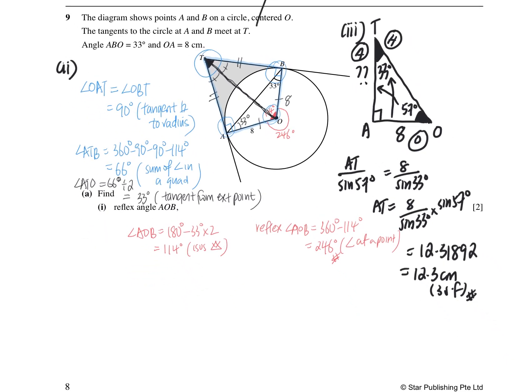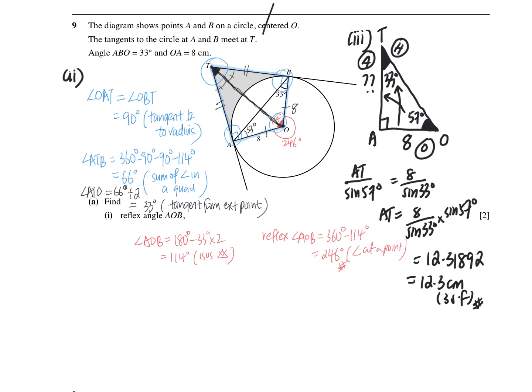Okay, next one is area of shaded region. Actually, if you observe carefully, there is a triangle here. It's a sector, you know. Okay, there is a triangle here. If you can find the area and then minus off the area of this segment, then you are done. So triangle no problem because you just found this, right? 3.1892. These two sides are the same. So actually you can find the area of the triangle by doing half ab sine C. So let me do that first.